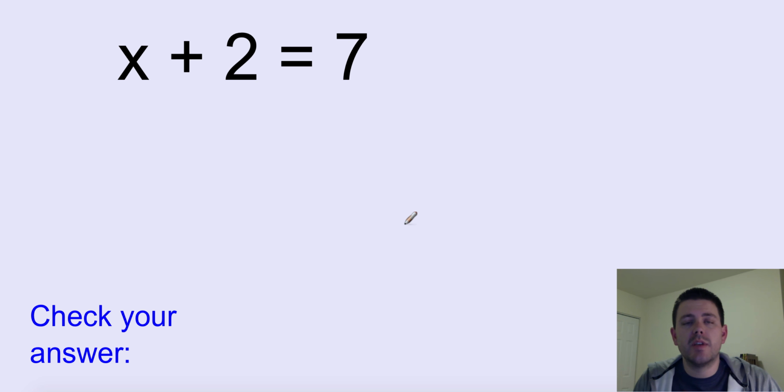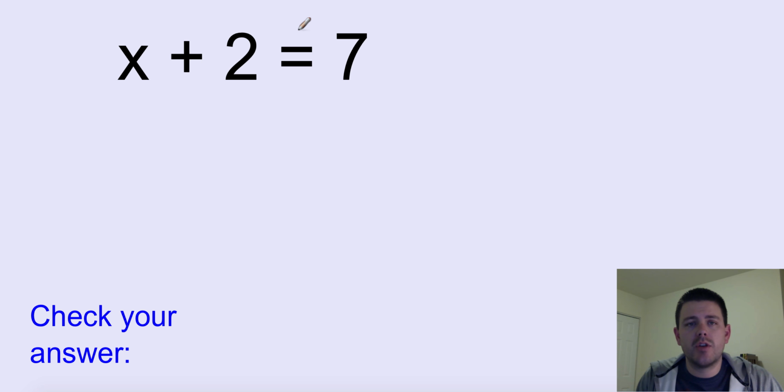So let's try a couple of these on our own, or together. So we will have x plus 2 is equal to 7. Go ahead and get this one in your notes. Here's the first thing you're going to do every time you solve an equation. And no, you can't just write down 5. You have to show how do you prove what your answer is.